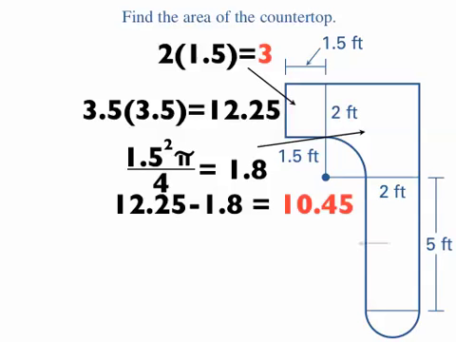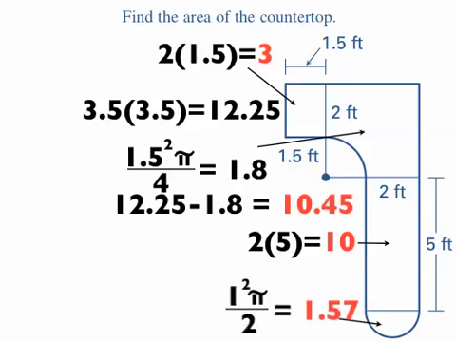The area of this rectangle, thank goodness, it's just a rectangle, is 10. 2 times 5 is 10. And then the area of this semicircle, notice this semicircle is going to have a diameter of 2 because it's sharing a side with the rectangle. If the diameter is 2, that means the radius is going to be 1. And I only have half of the circle. So I'm going to have pi times 1 squared and then divided by 2. And that would give me 1.57.